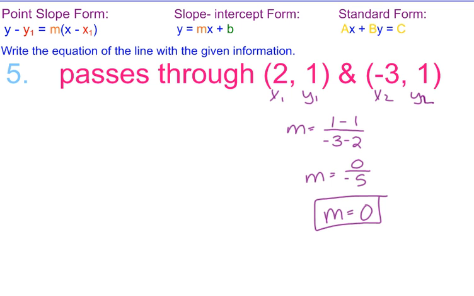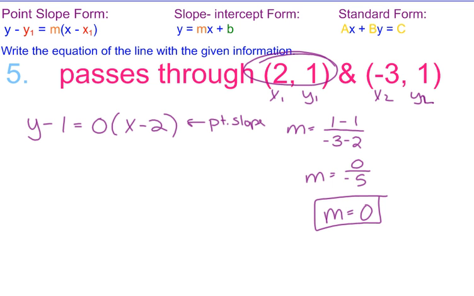Now, if I'm not sure about that and I don't know that, maybe that didn't come to me right away, I can go ahead and start plugging this into point slope form. So it doesn't matter, I'm just going to pick this ordered pair, 2, 1. So I would have y minus 1 equals 0 times x minus 2. So this is what I'd have for point slope form, except look what happens here. When I'm distributing a 0 to both parts, 0 times anything is what? 0. So I actually have y minus 1 equals 0. That's my point slope form.